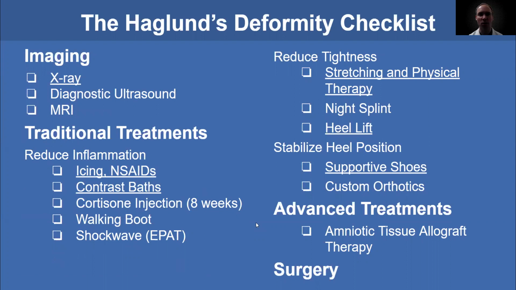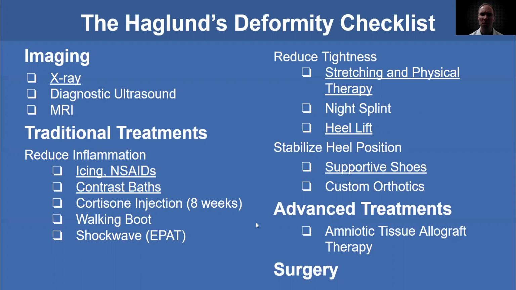X-rays to start. You can do diagnostic ultrasound to see if the area is at the bone itself or on the side of the bone. An MRI can be helpful sometimes, but usually it's not needed unless there are some other concerns. To reduce the inflammation, icing, anti-inflammatories. I like contrast baths. So that's a bucket of ice water first and then hot water, then ice water, 5 minutes in each.